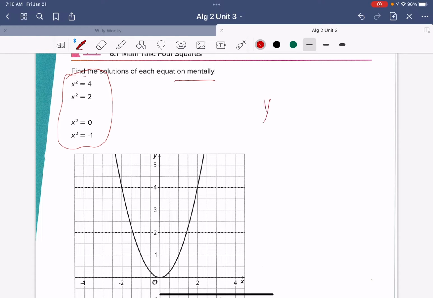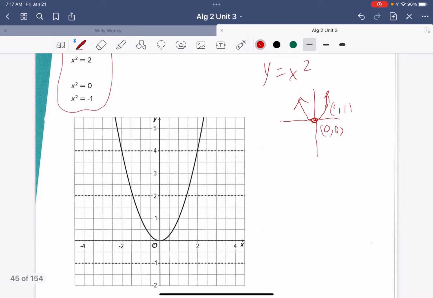So y equals x squared, that's our traditional parabola. And that's what's graphed there. So it goes through (0, 0), 1 squared is 1, etc. And that's what's happening here in this picture. So it goes through (0, 0), 1 squared is 1, 2 squared is 4, negative 1 squared is 1, negative 2 squared is 4. So there's your traditional parabola.